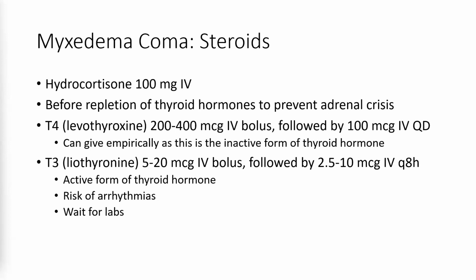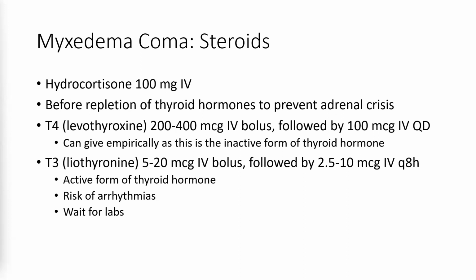We can give steroids for patients with myxedema coma. And so the starting dose is usually hydrocortisone, 100 milligrams IV. And basically you want to do this before repletion of the thyroid hormones to prevent an adrenal crisis. And the way this works is the T4 that we're giving them will enhance the clearance of cortisol, which can exacerbate the underlying adrenal insufficiency.